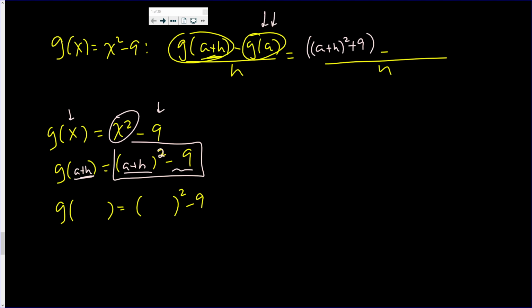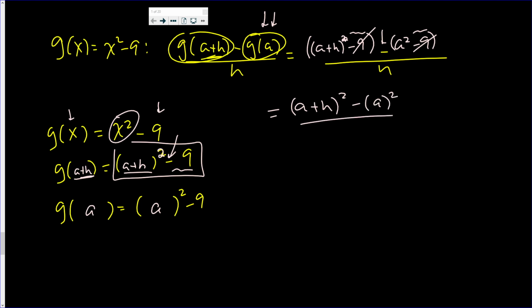Now I want to find g of a. That is, they put a in the brackets. So I'm going to get a squared minus 9. As you see, it's minus 9. Somehow I put plus 9. If you subtract the same 2 things like negative 9, they leave. So you have a plus h squared minus a squared, over h.